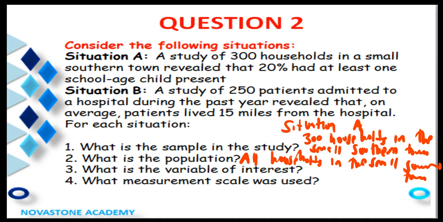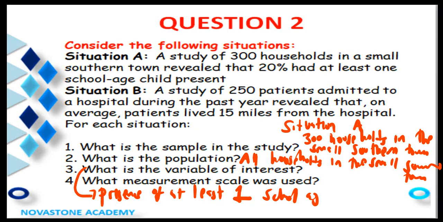So then what is the variable of interest? What characteristics are you looking at? The variable in this case, you're trying to find the presence of at least one school age child. You are trying to find the presence of at least one school age child.